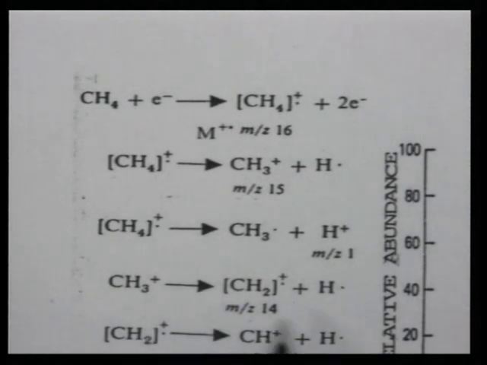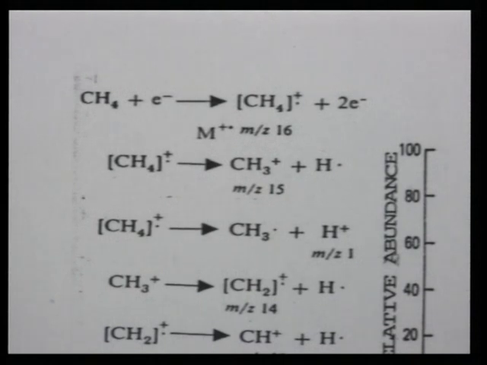Now, the methyl cation further undergoes fragmentation and an H radical is eliminated, and we get m/z value 14, CH2 plus radical cation. Now, this radical cation further loses an H radical and we get the CH plus cation having m/z value 13. Similarly, the CH cation also undergoes fragmentation, losing an H radical, and the C radical cation having m/z value 12 is obtained.